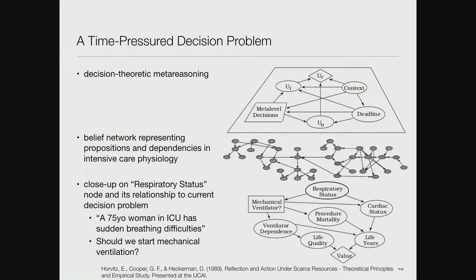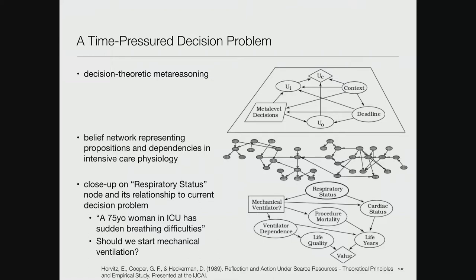So he gives an example of a time-pressured decision problem where you have a patient, a 75-year-old woman in the ICU, and she develops sudden breathing difficulties. Okay, so what do you do? Well, it's a challenge, right? You could be very deliberative, but the problem is that she may die because she's not breathing well. Or you could impulsively say, well, let's put her on a mechanical ventilator because we know that that'll prevent her from dying in the short term.